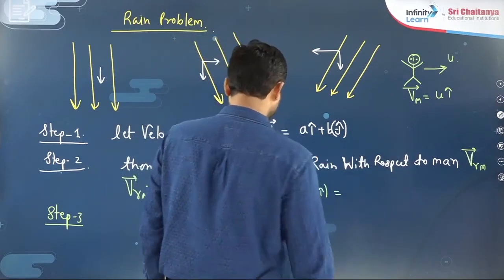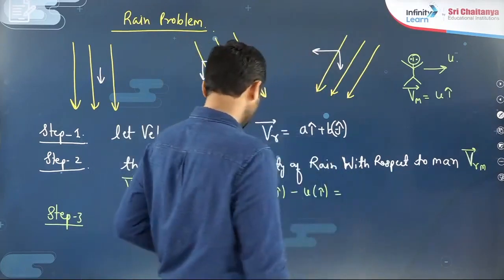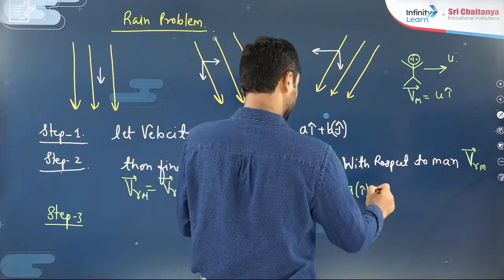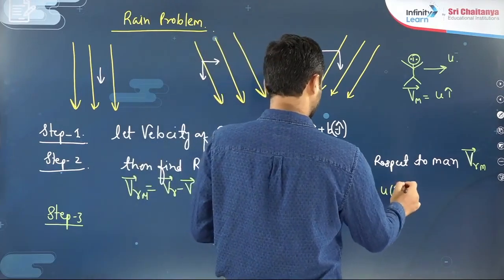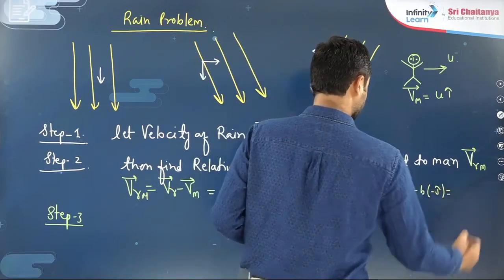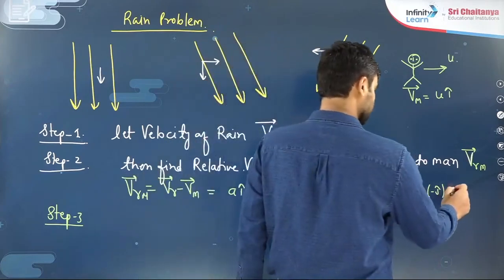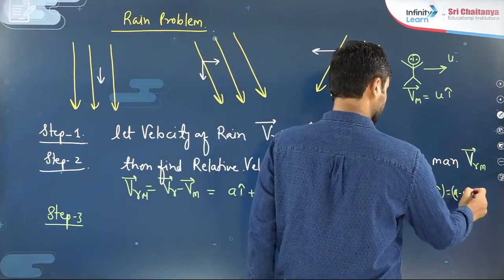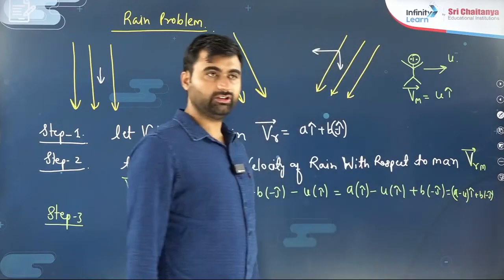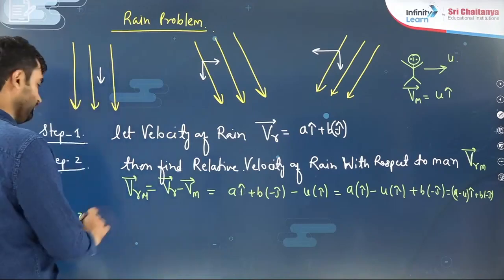So it becomes how much? Now here I cap, here also I cap. Here I am writing the I cap terms together, then this J cap. So here we can write (A minus u) I cap and (B minus J) cap. So VRM we calculated. VRM value finally we got.